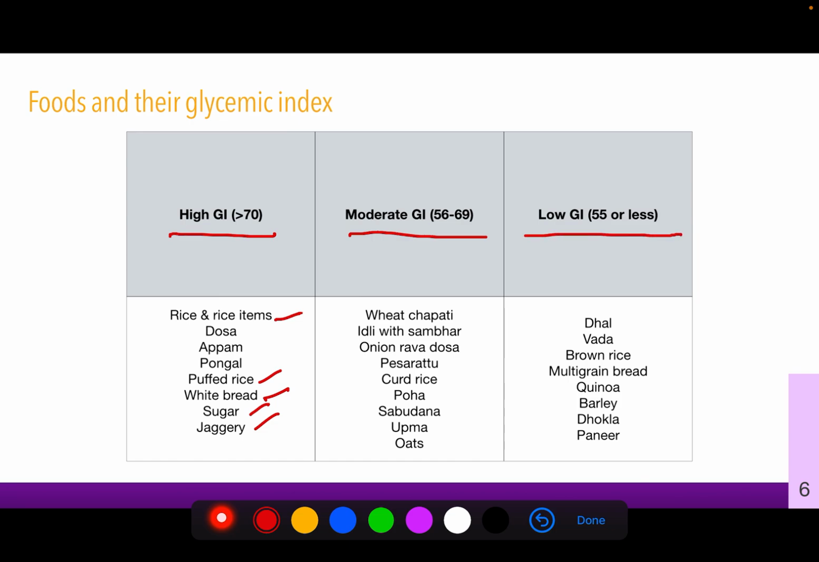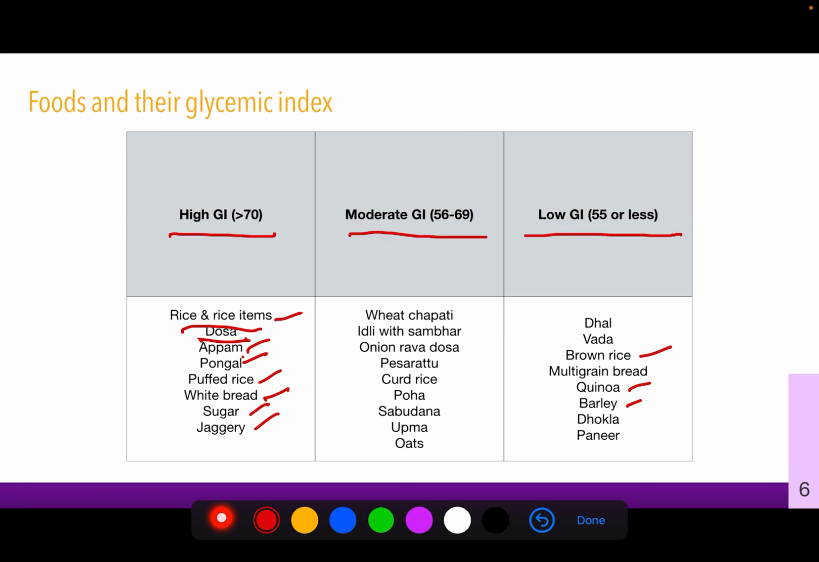So you should always counsel the patient to substitute high GI foods with intermediate or low GI foods. For example, if a patient is a dosa addict, you can tell them, instead of white rice, the patient can use brown rice, quinoa or barley in their dosa. Same thing with pongal, same thing with appam and rice items like biryani, pulao, anything. They can substitute white rice with brown rice or barley or quinoa or any whole grain.